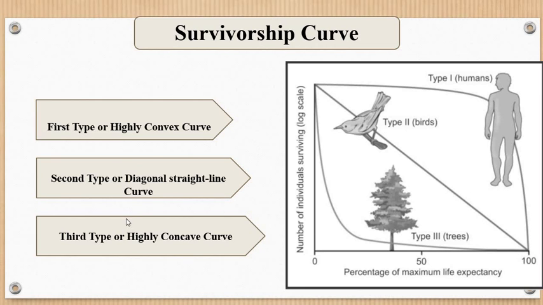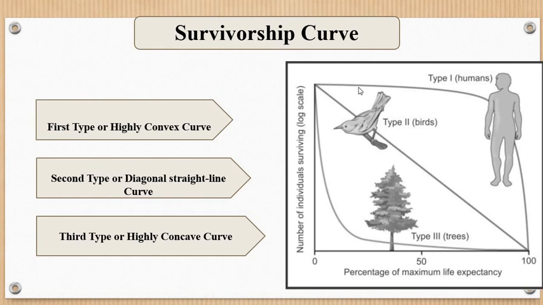And the last one is the third, that is the highly concave survivorship curve. This is characterized by high mortality. What is the characteristic of a highly concave survivorship curve? It is high mortality at early ages. See, this down line indicates high mortality. So this straight line indicates high what?